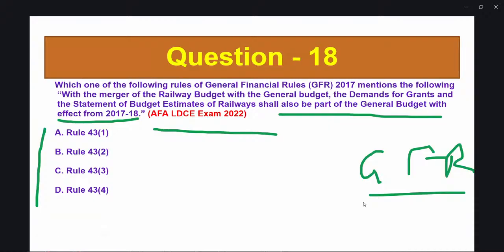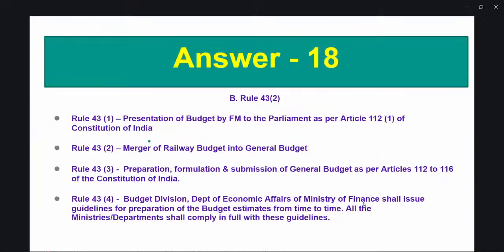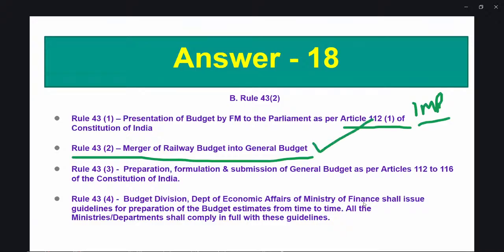Yesterday we discussed it. Yes, it is the 43 sub rule 2. Now we'll check what is 43.1. 43.1 is the presentation of budget by the Finance Minister to the Parliament as per article 112.1. This article is very, very important. 43.2, this is important: merger of railway budget into general budget. And 43.3 is the preparation, formulation, submission as per articles 112 to 116 of the Constitution of India.